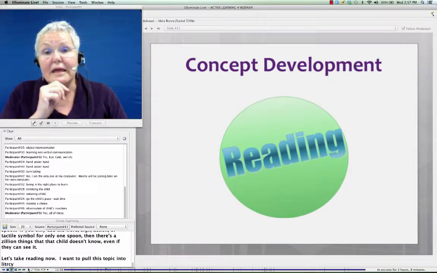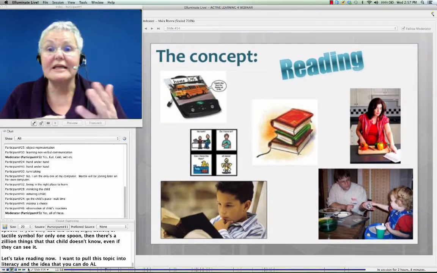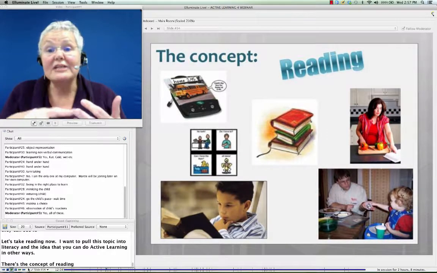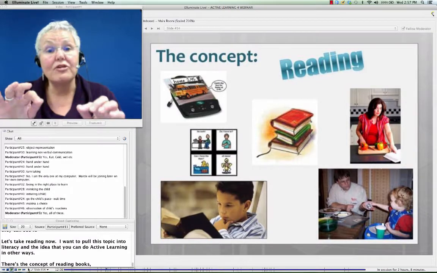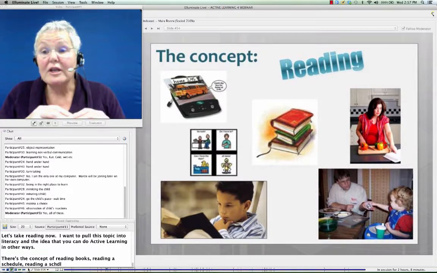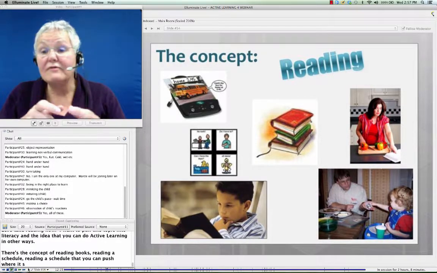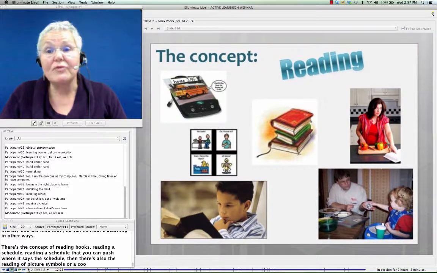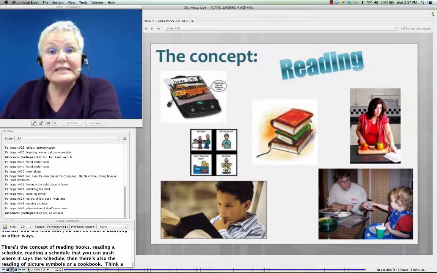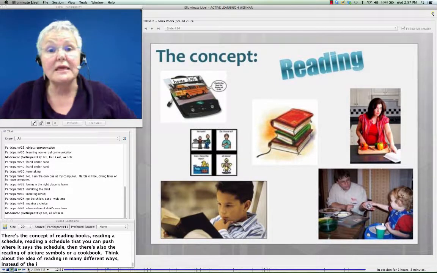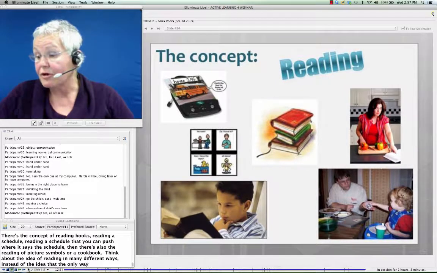Okay? So with reading, there's the concept of reading books, reading a picture schedule, reading a schedule at the top left-hand corner that you can actually push, and it says what the schedule is. Down in the lower right-hand corner, it's the reading of picture symbols. And in the upper right-hand corner, it's reading a cookbook. So think about the idea of reading in many different ways instead of the idea that the only way you can do reading is like the young man in the lower left-hand corner who is doing reading.